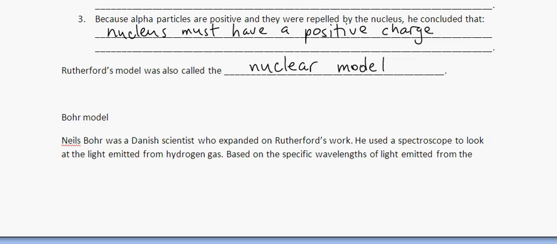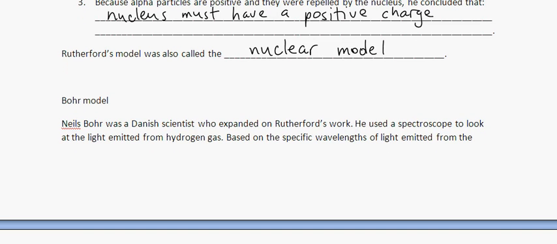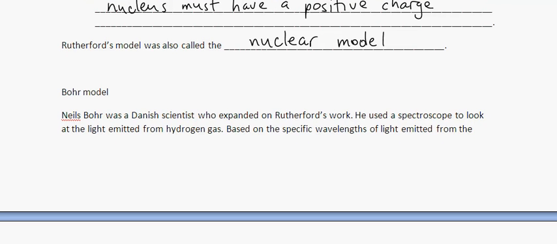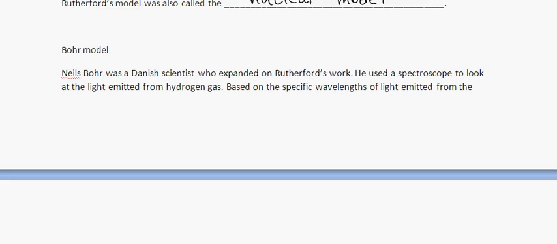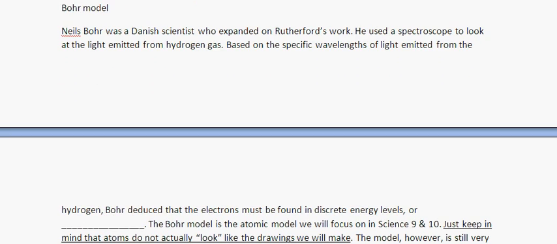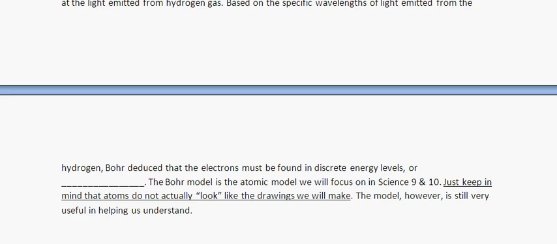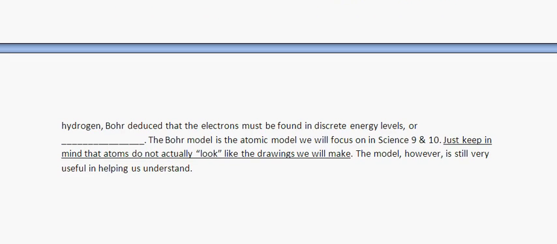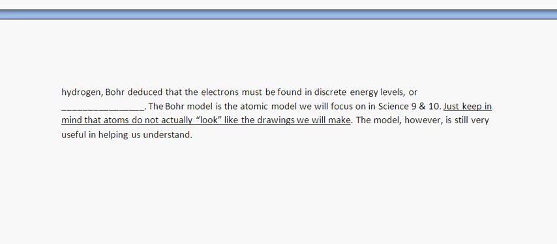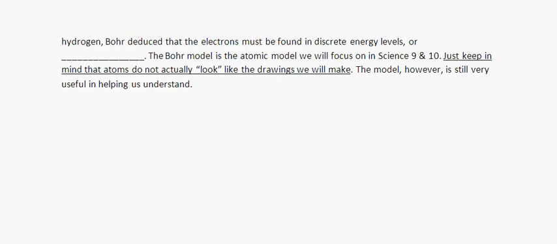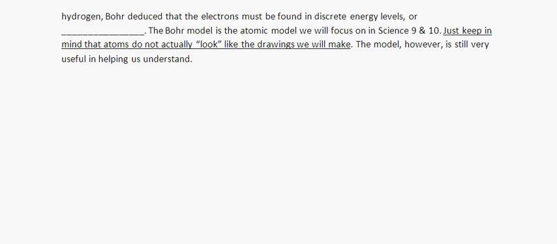Okay, although he was correct in saying that we had a nucleus, the electrons, however, he wasn't sure about, and he sort of imagined the electrons were spread in a cloud around the nucleus. Then Niels Bohr was a Danish scientist who came along and just added to Rutherford's work. And in the next couple videos, I go into a bit more detail about the Bohr model. Okay, but basically Bohr said that the electrons must be found in discrete energy levels, or shells.